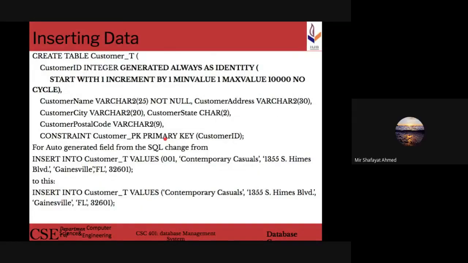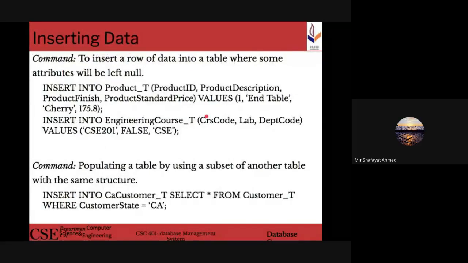And finally, Ma'am, yes. Is there any way like I don't have to create the CA customer T table আগে থেকে? Like directly the subset pull করে I make the subset and then name it?